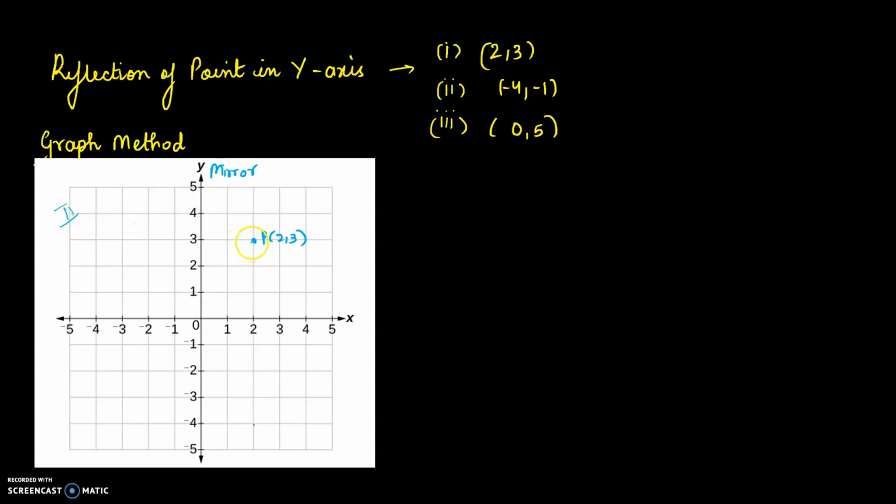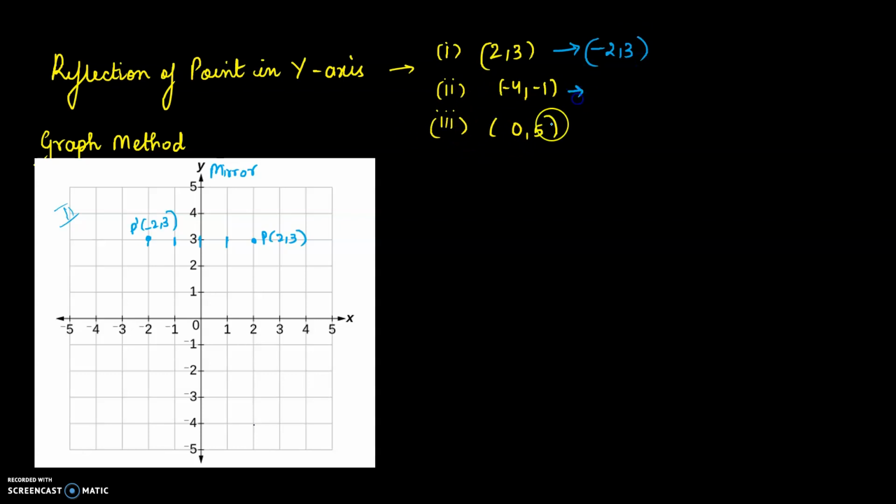So when we reflect this, we can calculate the number of units from this point P, that is the object, to the mirror. It will be 1, 2. And now from here, 1, 2. So the image will be formed here, P dash, that is (-2, 3). You can do the same for these two coordinates.